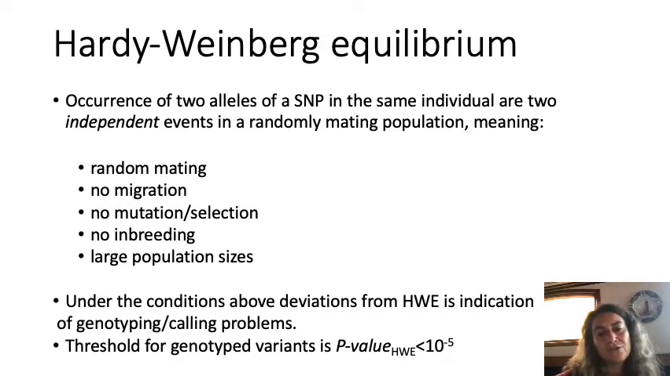Under these conditions, deviations from Hardy-Weinberg equilibrium are an indication of genotype calling problems. A commonly used threshold is a Hardy-Weinberg equilibrium p-value of less than 10 to the minus 5, which is an indication of a deviation from Hardy-Weinberg equilibrium. You may want to take a look at these SNPs, or you may want to exclude them from your data set.